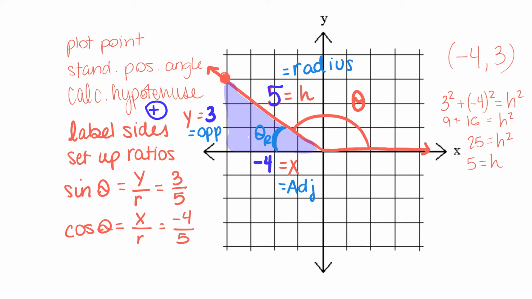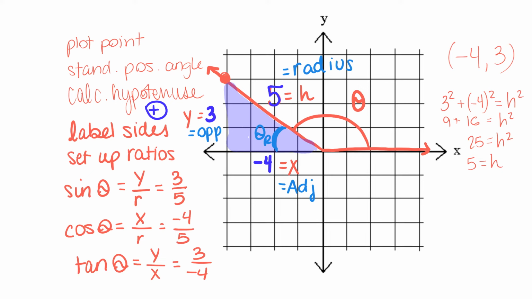And then the tangent, of course, is tangent theta. Tangent is opposite over adjacent. So that's y over x, which is going to be 3 over negative 4. Okay, that's all there is to it.